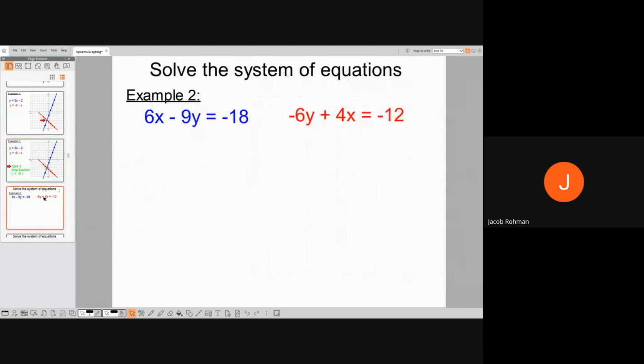All right, let's look at a second example where we say solve this system of equations. And again, we're going to try and isolate the y to get these two equations into slope-intercept form.